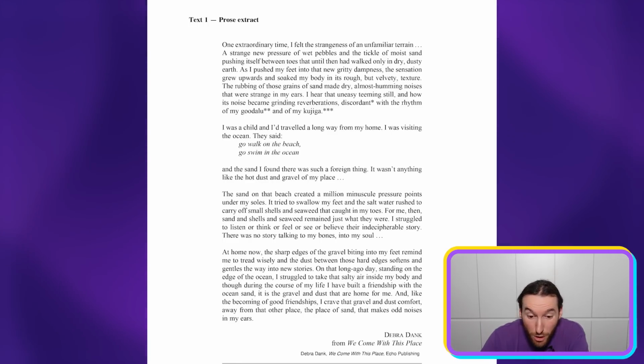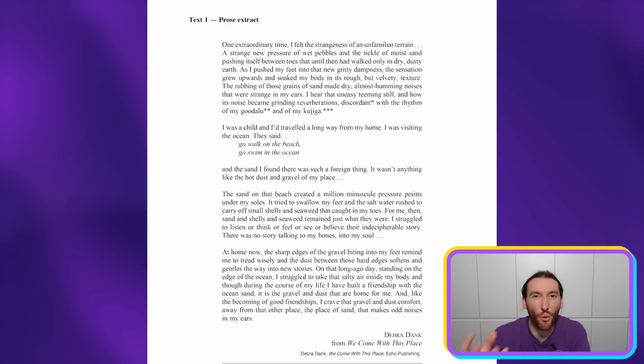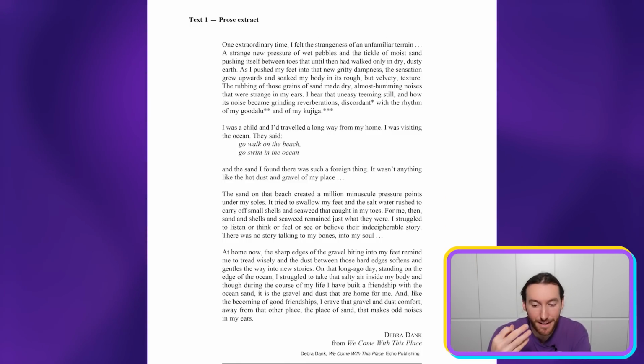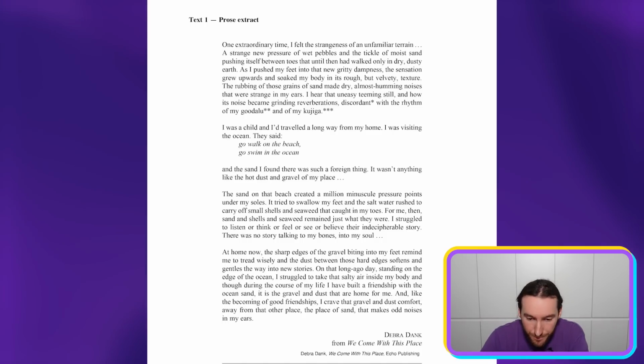It tried to swallow my feet, so it's been personified now. The sand is being personified, and it's being personified in an antagonistic way. It's swallowing my feet, it's aggressive. This character, the speaker here, Denk, hopefully I'm saying that correctly, sees the place of the ocean as a threat. It's a threatening environment because you can see the language there, swallow, is quite aggressive and intimidating.